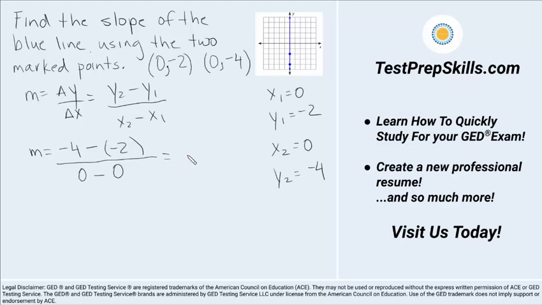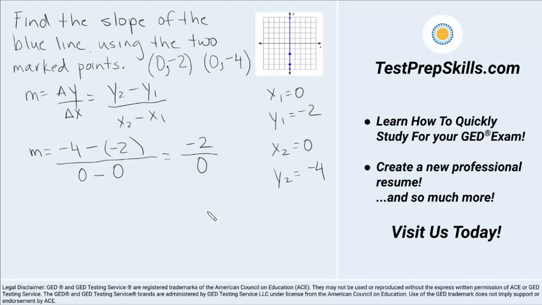Let's quickly simplify and see what we get. -4 minus -2. So we have to multiply these two negatives together, and that's going to give us a positive, right? When we have two signs that are the same, you multiply them, they're always a positive. It doesn't matter if they're two negative signs, two positive signs. So this is -4 plus 2. So this is going to be -2 over 0.